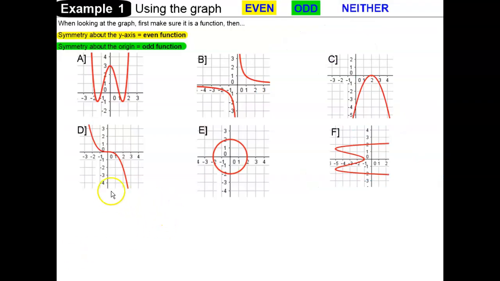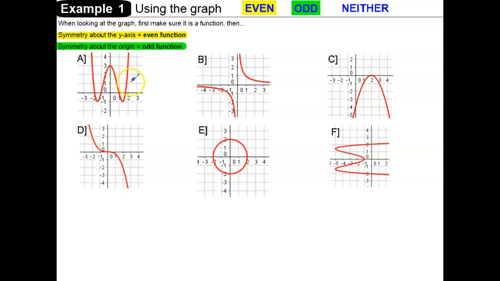Okay, so in example 1, we want to look at each of these graphs. At first, make sure it's a function, and then decide: is it even, odd, or neither? So symmetry about the y-axis tells us that we have an even function, and symmetry about the y-axis is a type of reflection symmetry or fold symmetry.